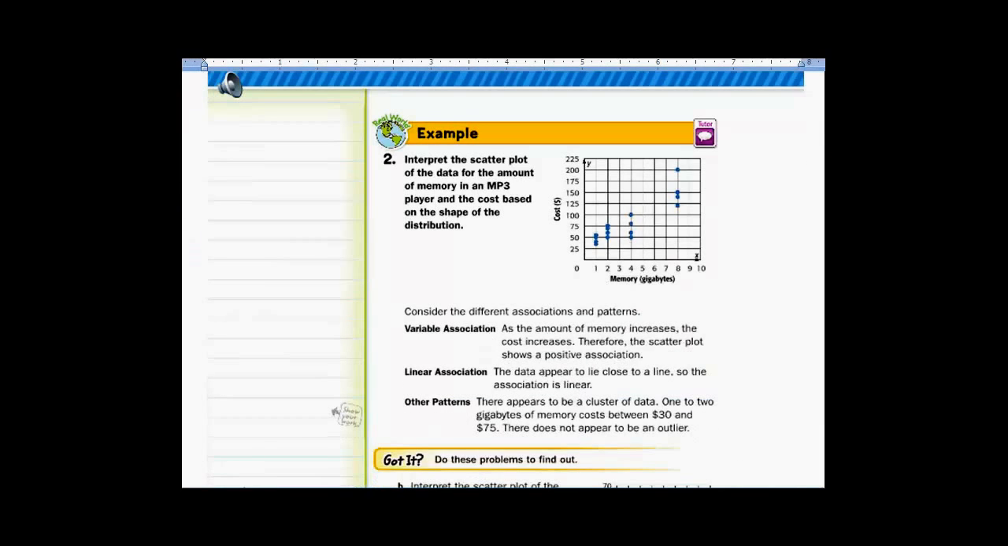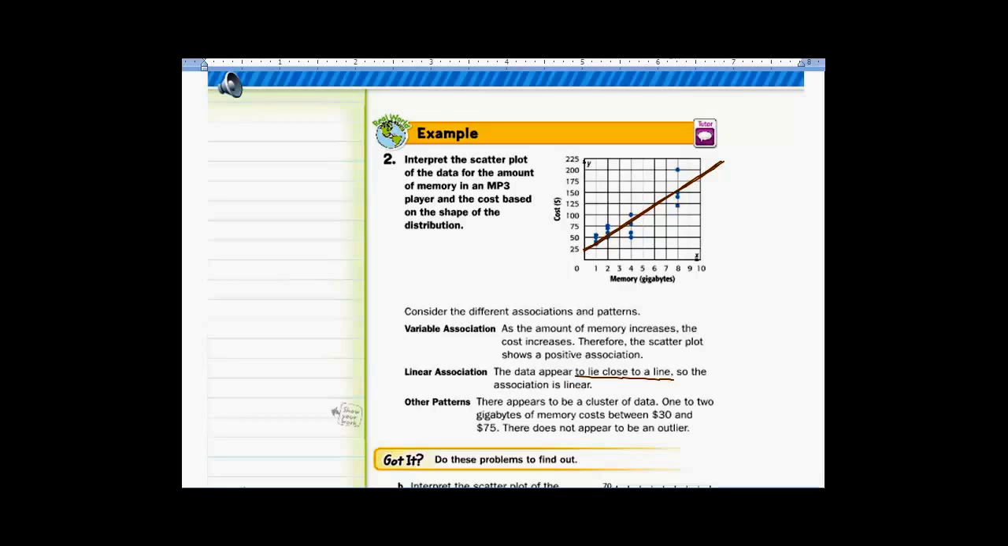Example 2. Interpret the scatter plot of the data for the amount of memory in an MP3 player and the cost based on the shape of the distribution. So, would this be linear, nonlinear? Does it appear to lie in a line, or does it look like it's going to curve? I would say you could probably set pretty well a straight line that goes right through there. Okay, so I would say it is linear. It appears to lie close to a line, so the association is linear.